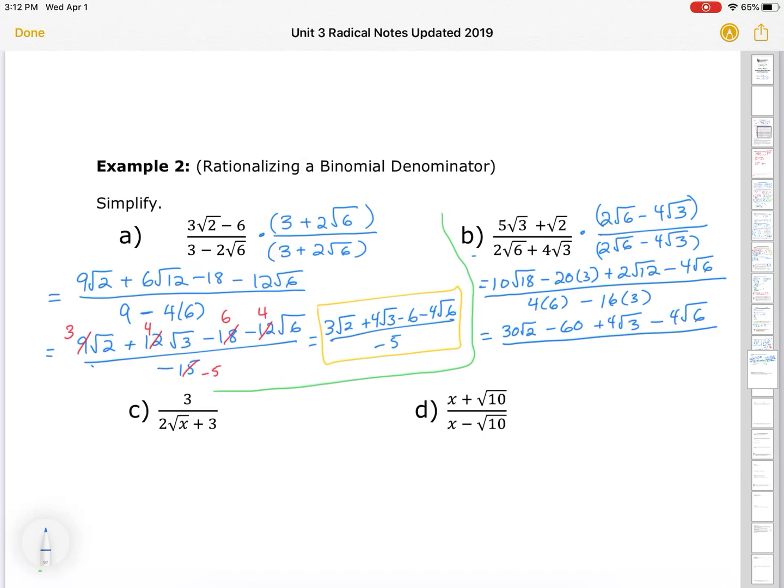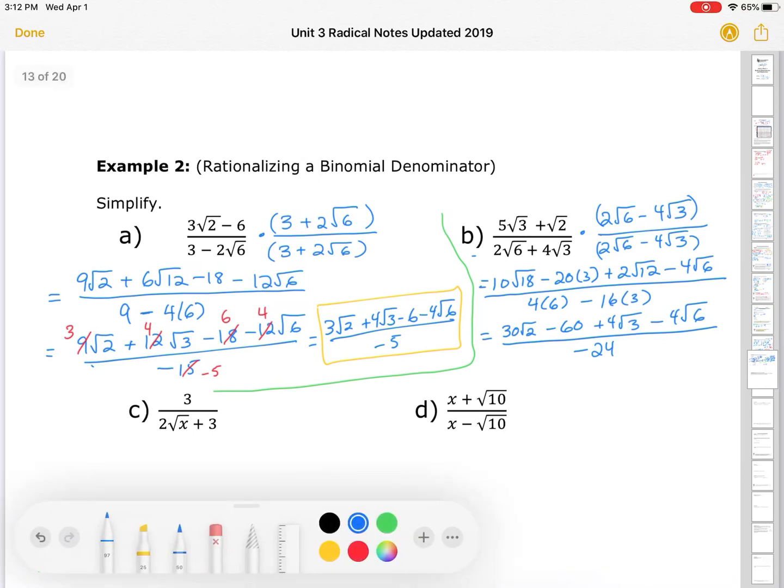On the bottom, 4 times 6 will give me 24. 16 times 3 is negative 48. So I'm left with negative 24 on the bottom.